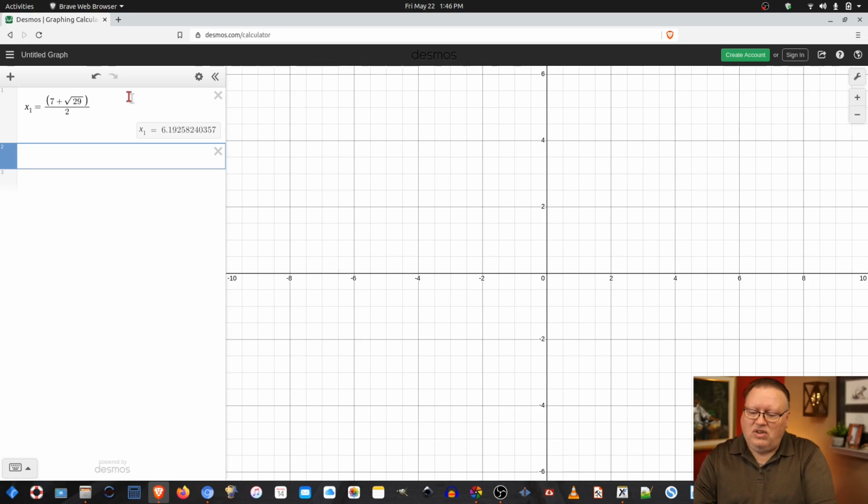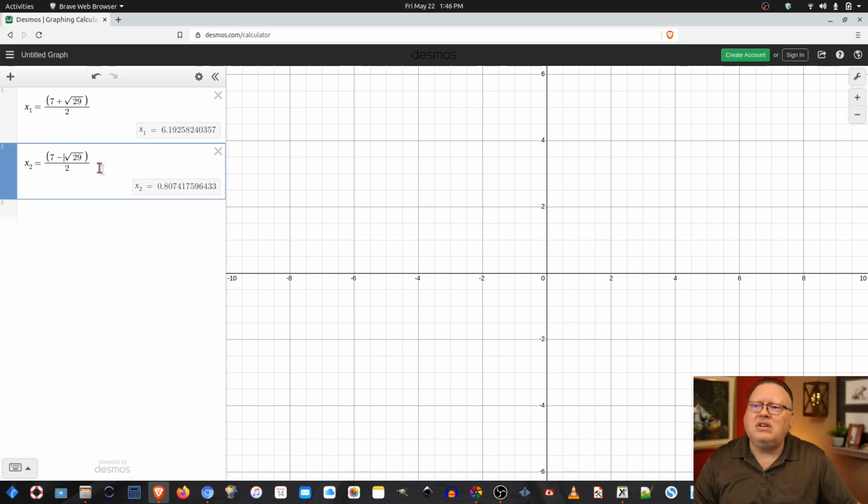And then I'm going to do x sub 2 is equal to, and I can copy this right here and paste it right here. Another good reason to use Desmos, you don't have to retype this twice. And that's 7 minus the square root of 29. And you see, indeed, that was a positive value.